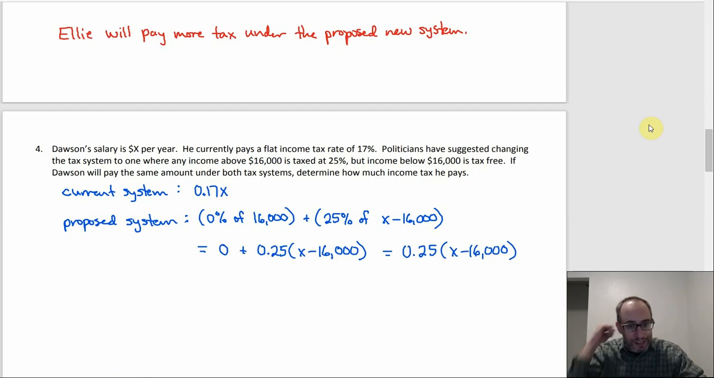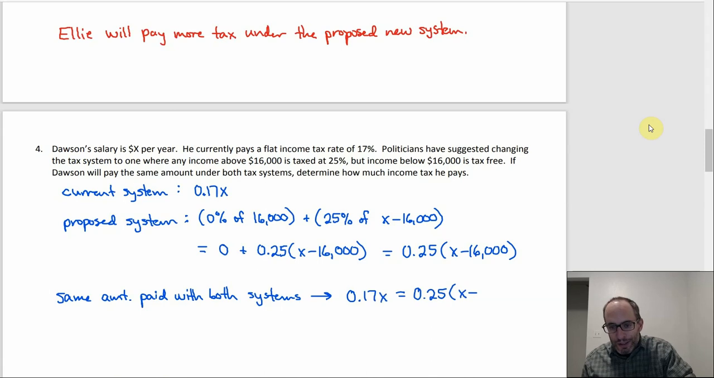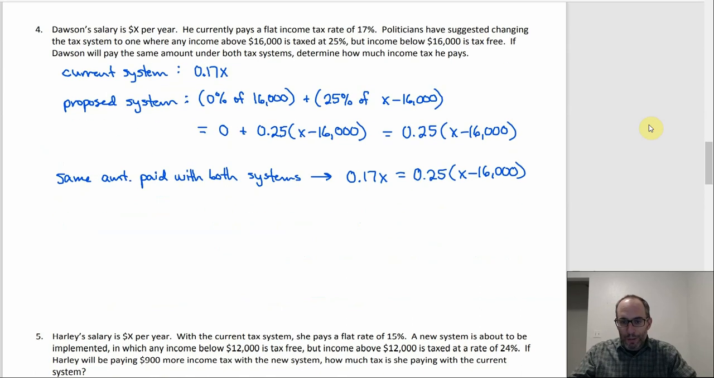So we know that he pays the same amount with both systems. Then what that tells us is that those two amounts of tax that we have written algebraically have to be equal to each other. So 0.17x would have to be equal to 0.25 times x minus 16,000. Okay, then we're going to solve this.